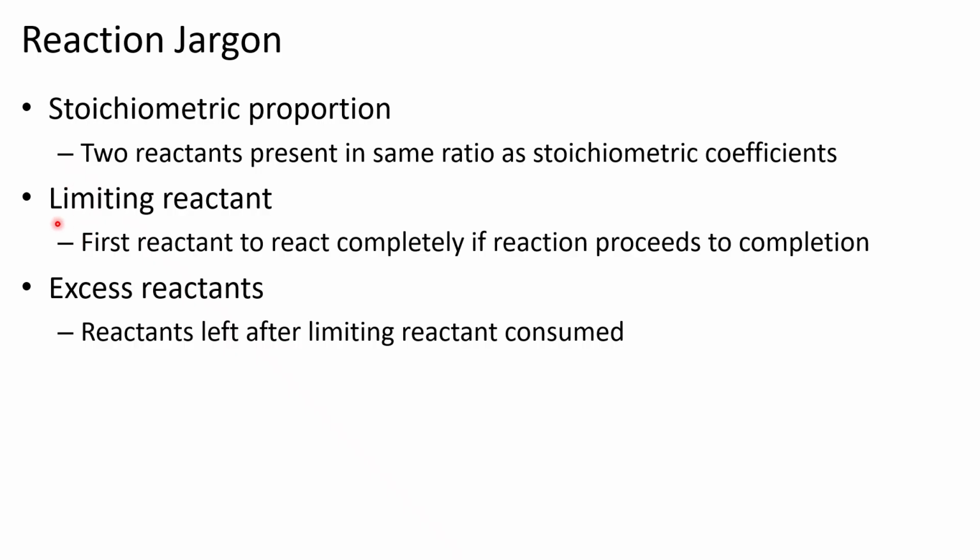Usually, 2 reactants are not present in stoichiometric proportion. There's an excess of one or the other. The limiting reactant is the first reactant to react completely if the reaction were to proceed to completion, if we were to try to consume all the reactants. The excess reactants are those that are left after the limiting reactant is consumed. And we're going to go through several examples of this.